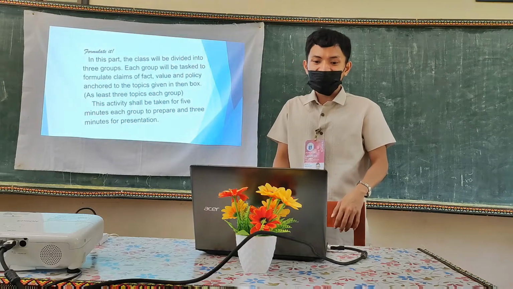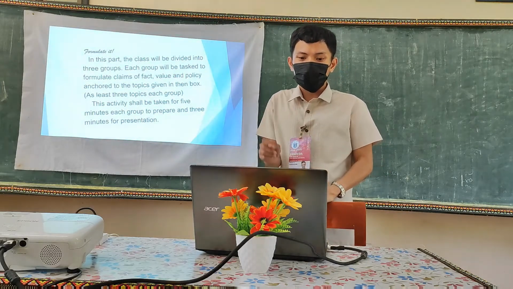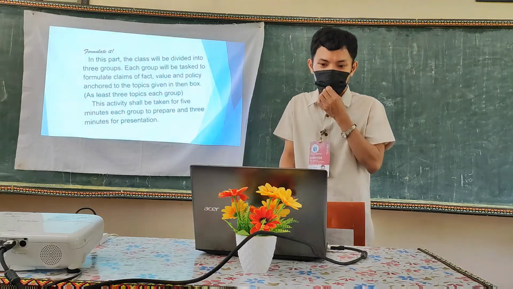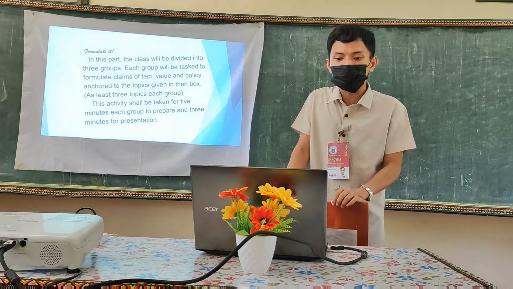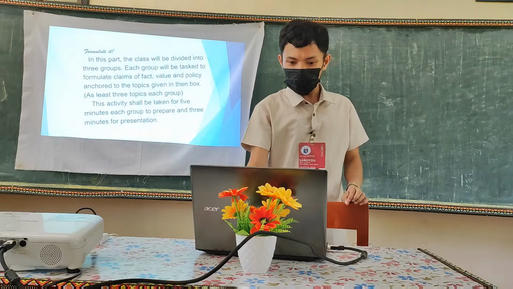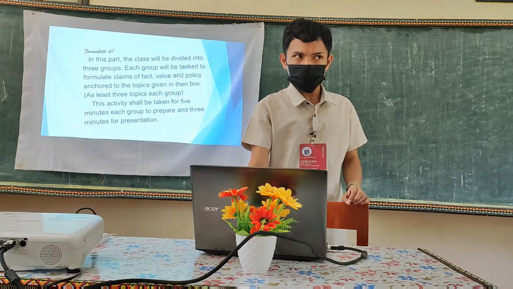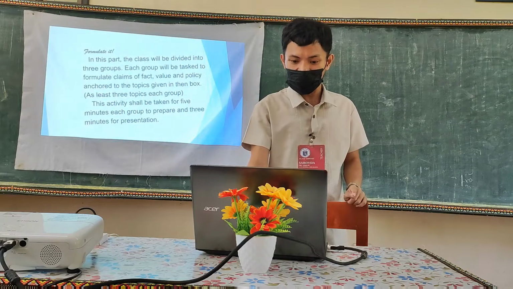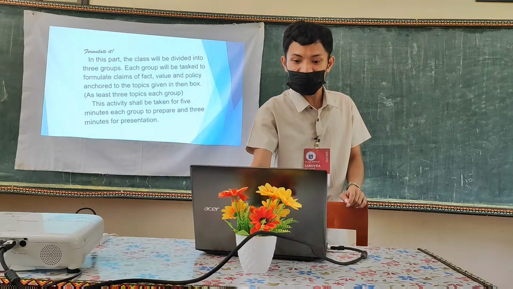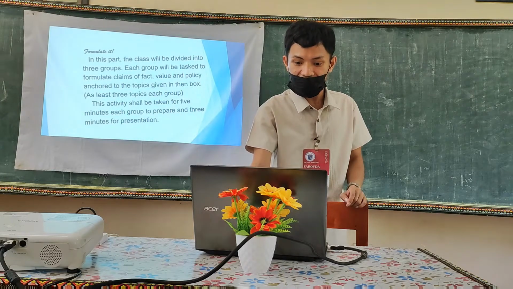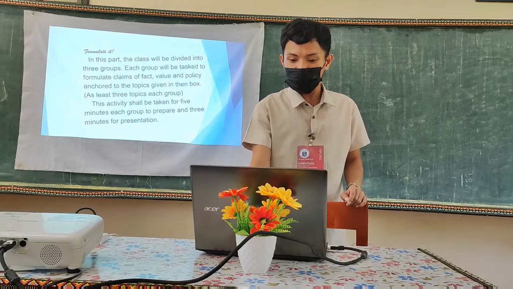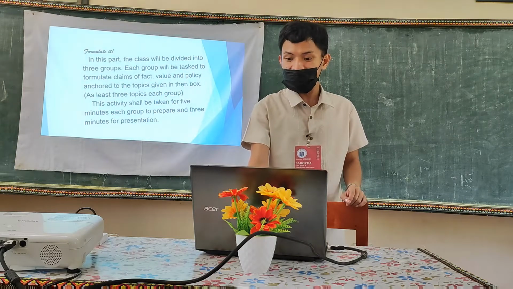let them formulate something. In this part, the class will be divided into 3 groups. Each group will be tasked to formulate claims of fact, value, and policy according to the topics given in the box. So at least 3 topics each group. So there will be a sense of collaboration here coming from the learners. I have also stipulated a time frame for them to do the activity. This activity shall be taken for 5 minutes, each group to prepare, and 3 minutes for the presentation.